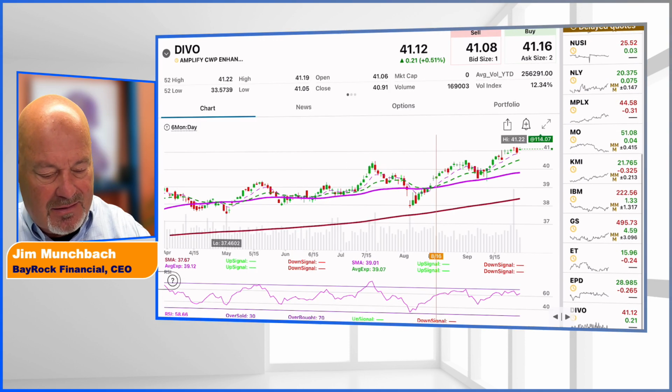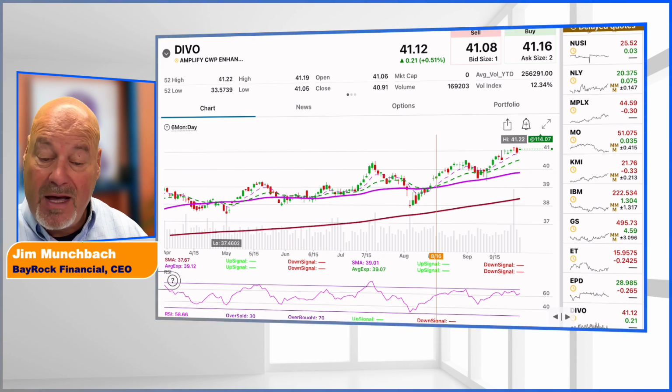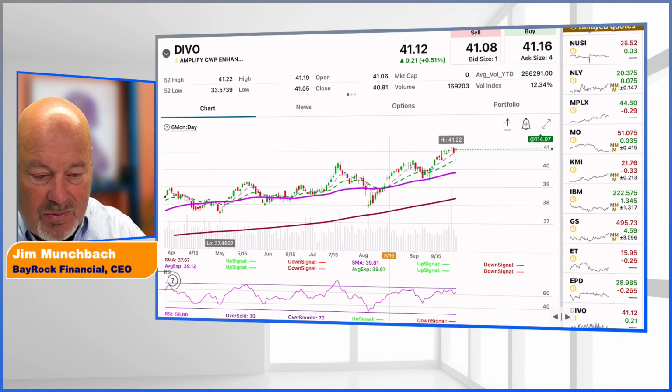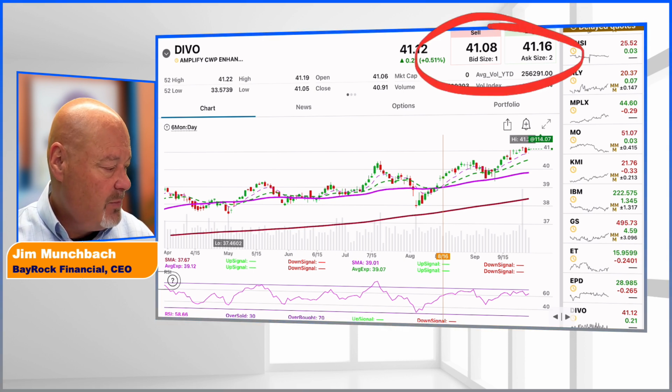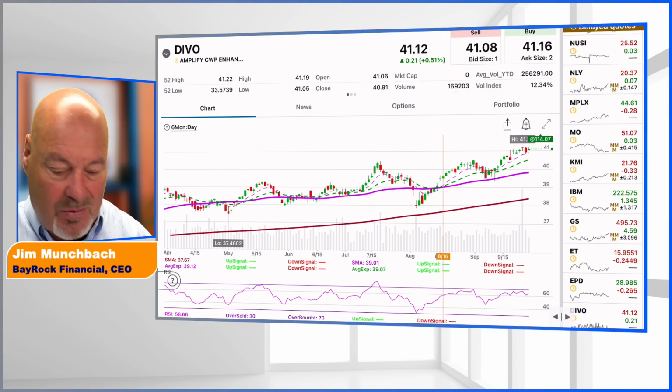So that's it. Devo, what's Devo? I don't even know what Devo is. It's Amplify. The chart makes me think... So another thing I'm seeing right here is that it's not a penny spread. So I'm just going to pass on that one.